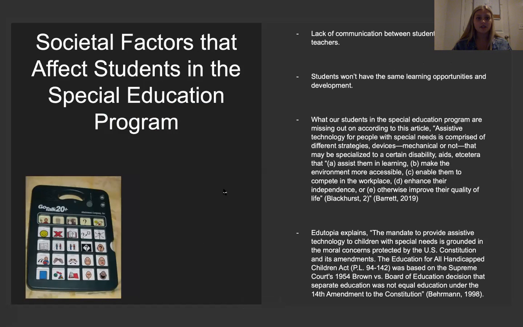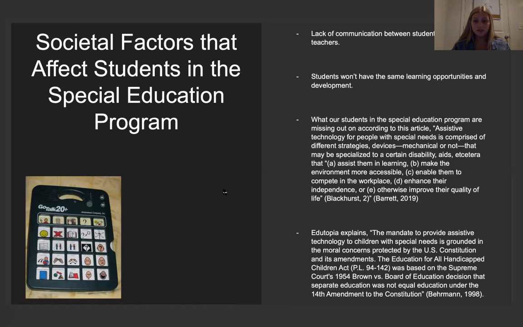Let's talk about the societal factors that affect students in the special education program. Without these devices, there is a lack of communication between students and their teachers. Students won't have the same learning opportunities and development. What our students in the special education program are missing out on, according to this article, is, as cited, assistive technology for people with special needs is comprised of different strategies and devices, mechanical or not, that may be specialized to a certain disability, such as aids, that assist them in learning, make the environment more accessible, enable them to compete in the workplace, enhance their independence, and otherwise improve their quality of life.